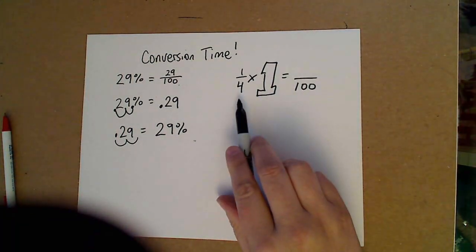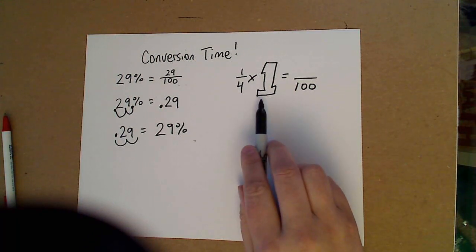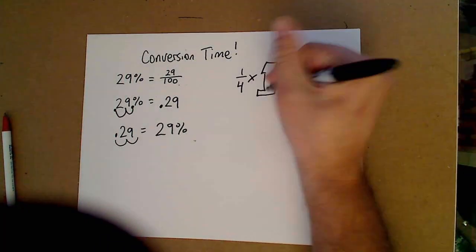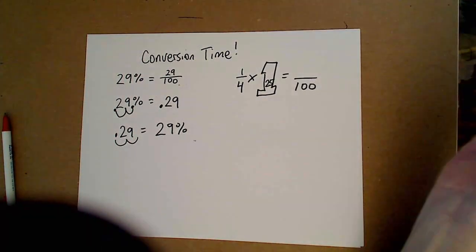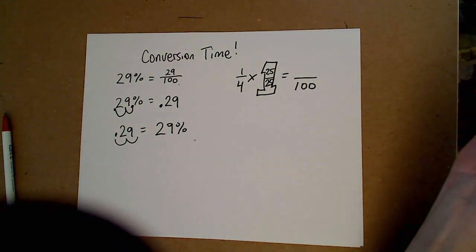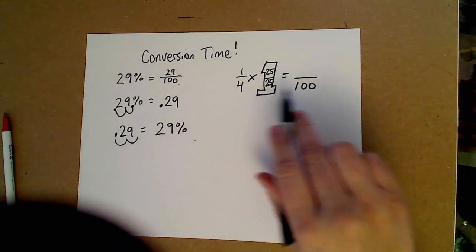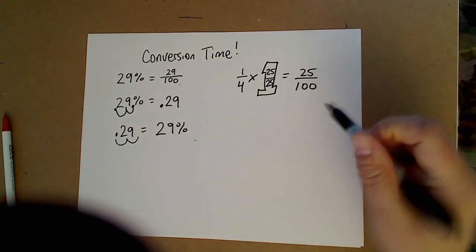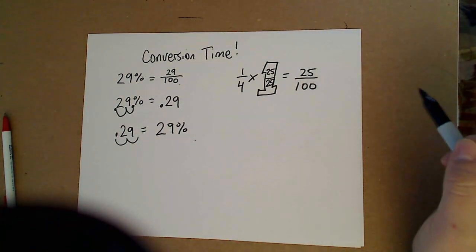So if I multiply 1/4 times a form of 1, I want to take 4 and turn it into 100. Well, 4 times 25 is 100. So I would use a form of 1 that is 25 over 25. 4 times 25 is 100, and 1 times 25 is 25. I'd get 25 over 100.